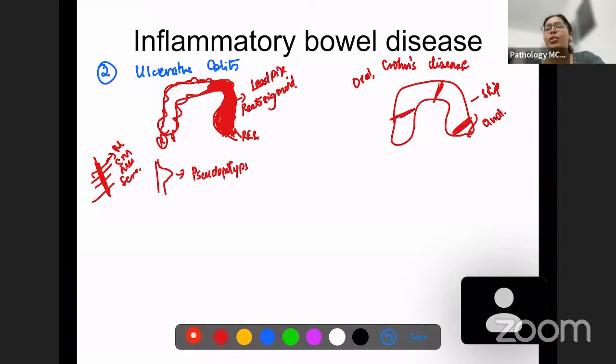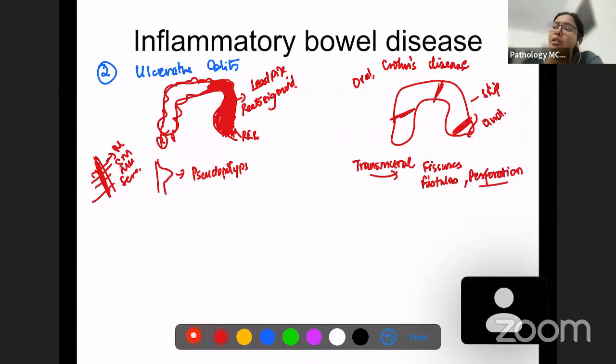Okay, but Crohn's disease has transmural involvement. Because Crohn's disease has transmural involvement, what will happen? Crohn's disease can cause fissures, fistulas, okay, because it's transmural, right? It can also cause perforation. Okay, this is for Crohn's disease.